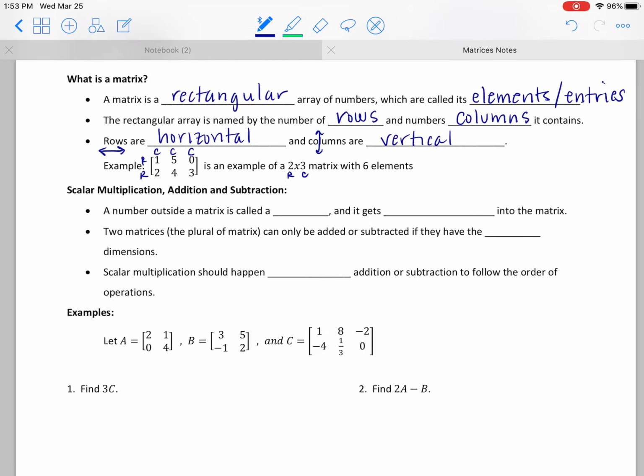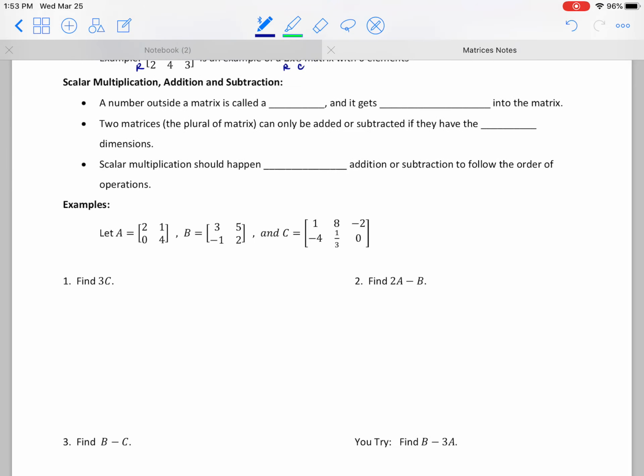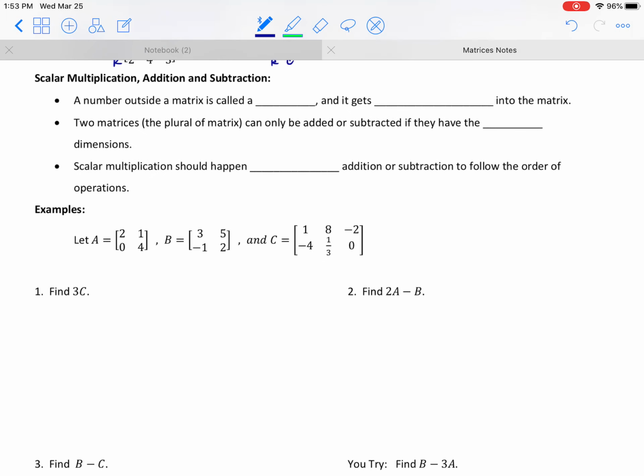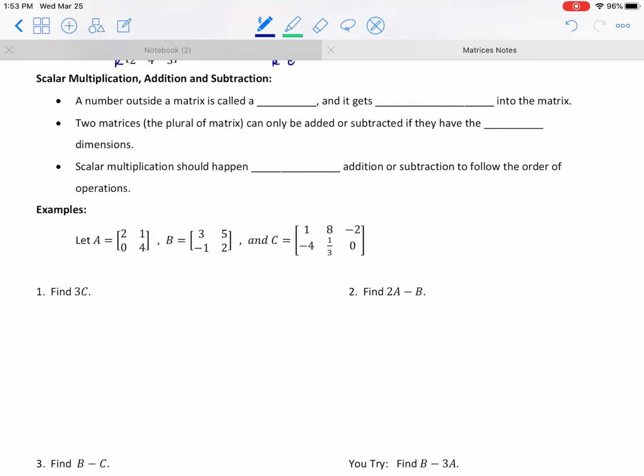Okay, so the first thing we're going to look at is actually pretty straightforward. Basically order of operations, adding, subtracting, multiplying. When we're looking at matrices, if we have a number outside of a matrix, it's sort of like having a number outside of a set of parentheses. It's intended to be distributed or multiplied to all of the entries in the matrix. So we call it a scalar. Okay, and it gets distributed or multiplied into each of the entries or elements in the matrix.